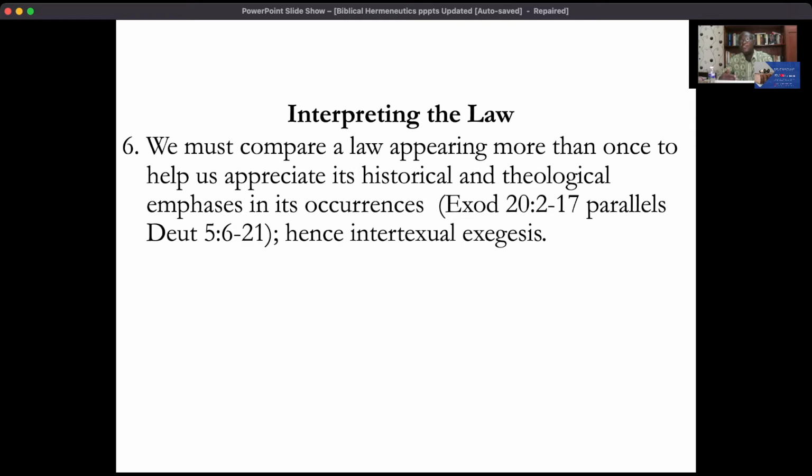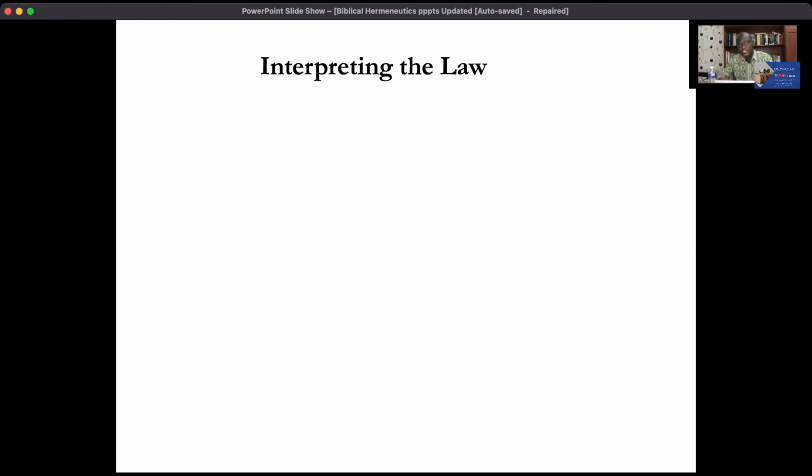So when you let your slave rest on the Sabbath, you are reminded of the deliverance of God from Egyptian bondage. And so these two emphases in these two passages, respectively, should help one to understand the need for repeating a particular law in the Old Testament. So that is one point that we need to note, and we are saying that intertextual exegesis or principle is applied here.